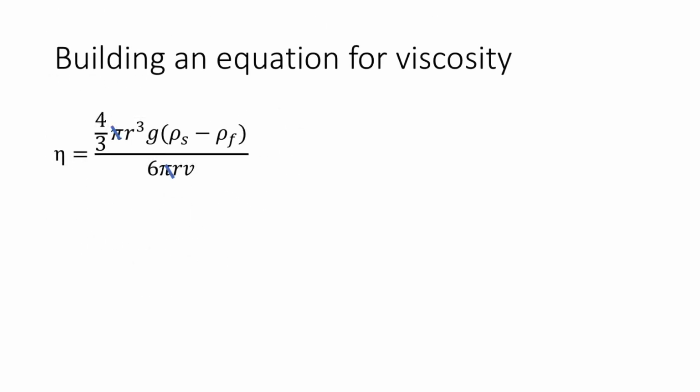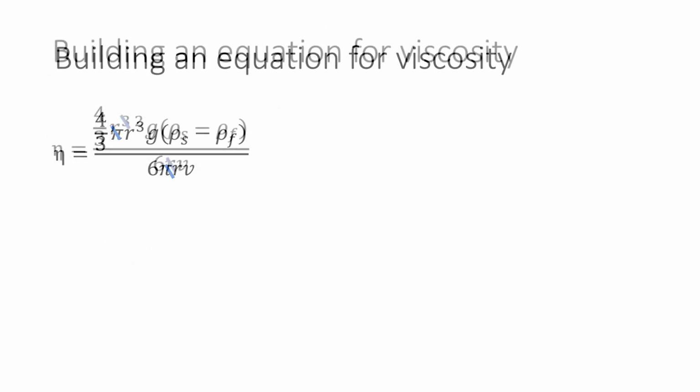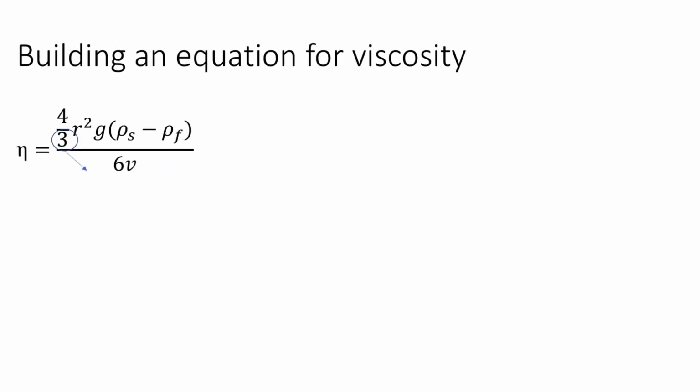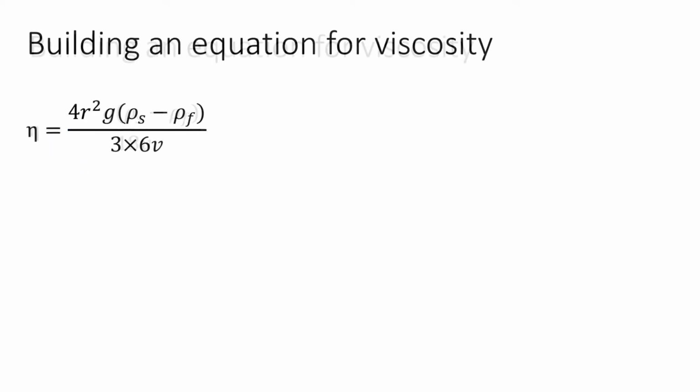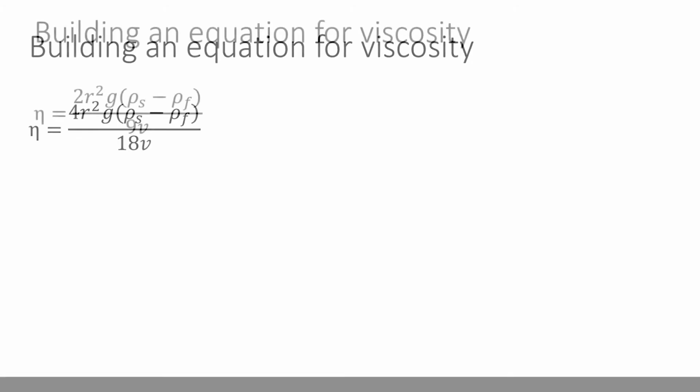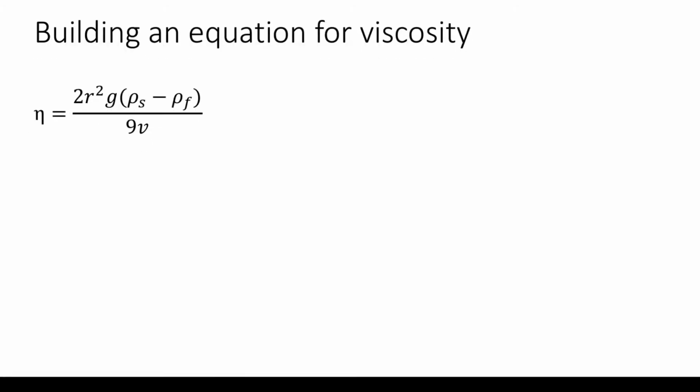This can be simplified further by cancelling out the pi's and dividing the r cubed on the top by the r on the bottom, and then moving the 3 from 4 over 3 to the bottom half of the equation. Multiplying 3 by 6 gives 18. This can be simplified further as 4 over 18 is equal to 2 over 9. This gives a final equation for viscosity as viscosity equals 2r squared g times, in brackets, the density of the sphere minus the density of the fluid, all over 9V.